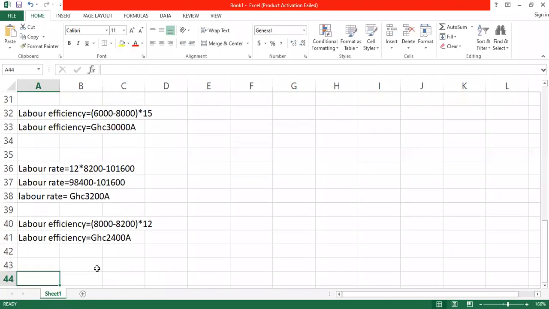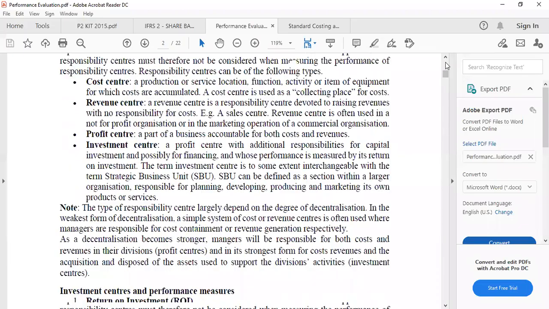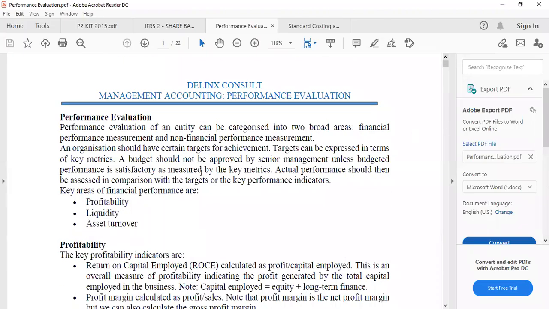So this is what they're asking us to show. Very simple. All right, let's look at performance evaluation. We are finishing it today.